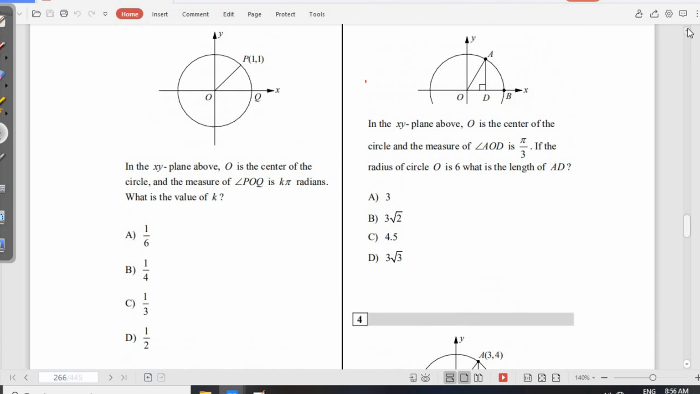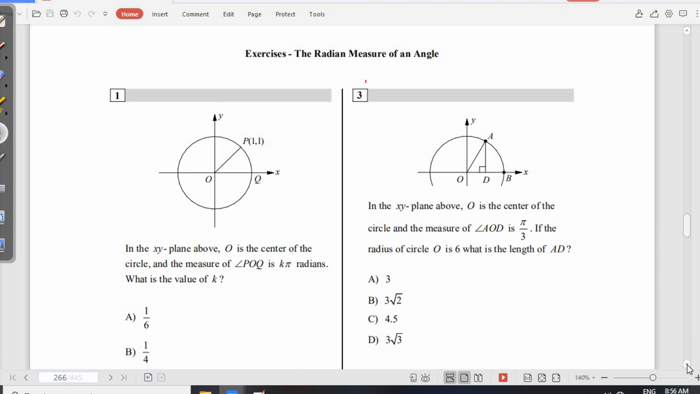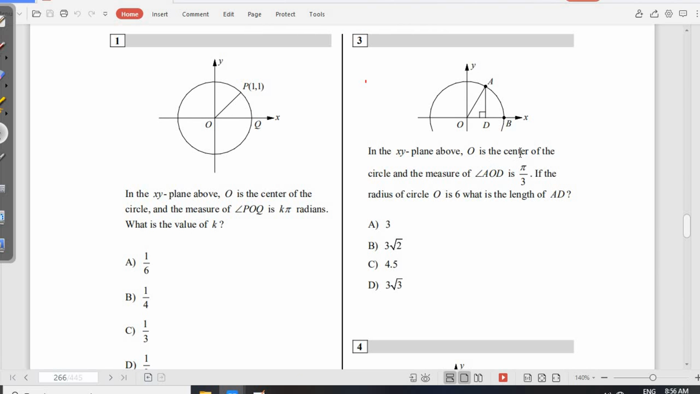Okay, so let's look at this one here. In the xy plane above, O is the center of the circle, and the measure of AOD is pi/3. So where is AOD? AOD is this angle here, pi/3. The radius of circle O is 6. So from here to here is 6. This is the radius. It is the length of AD.